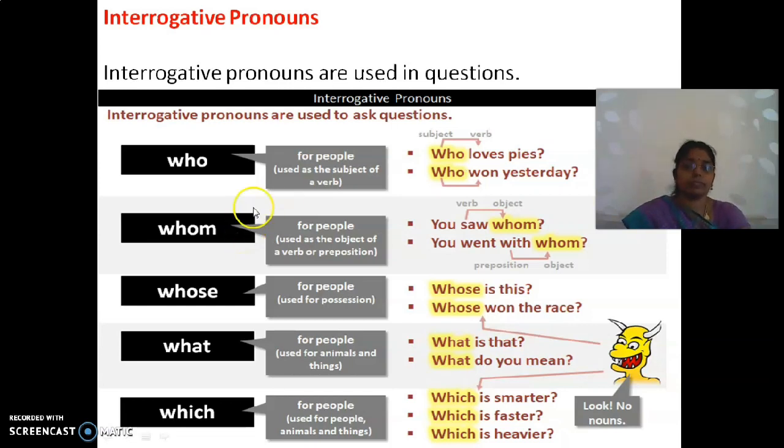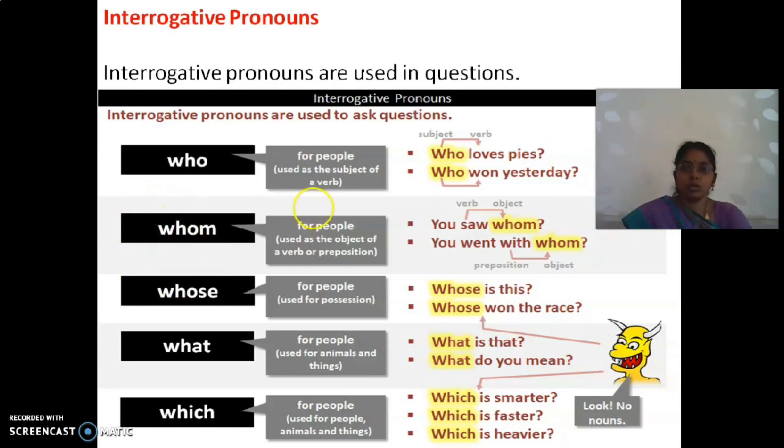Now, whom is used as an object of a verb, sometimes as a preposition, right? So, you saw whom. Here, whom is an object and saw is a verb. So, used as an object of a verb. You went with whom. Whom acts as an object. With is the preposition, right? So, whom is used as an object of the verb or preposition.